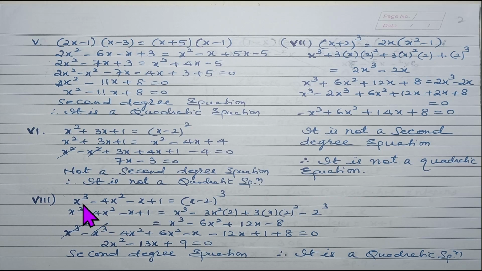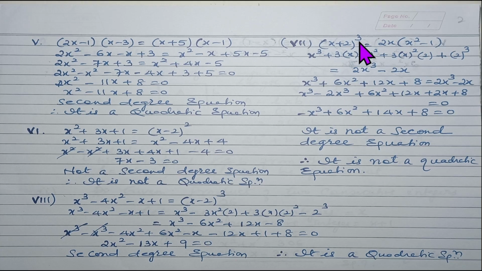Now the next example is x cube minus 4x square minus x plus 1 equal to x minus 2 whole raised to cube. Now expand this using the identity a minus b whole raised to cube. A minus b whole raised to cube is equal to a cube minus 3a square b plus 3ab square minus b cube. Use that identity, simplify it, and get the final result as 2x square minus 13x plus 9 equal to 0, which is a polynomial equation of second degree, and therefore it's a quadratic equation. Now come to the next example.